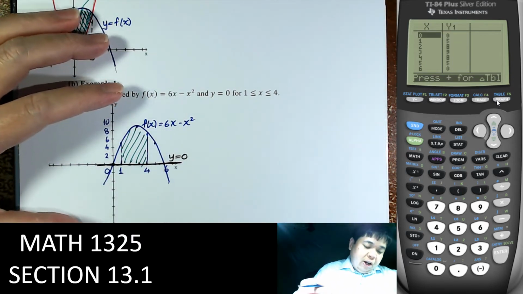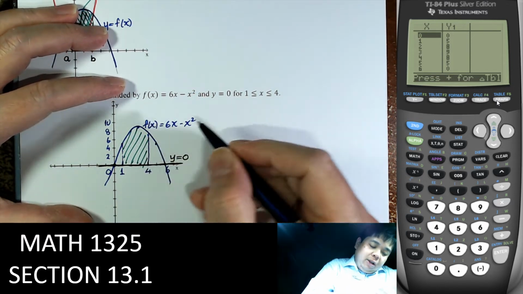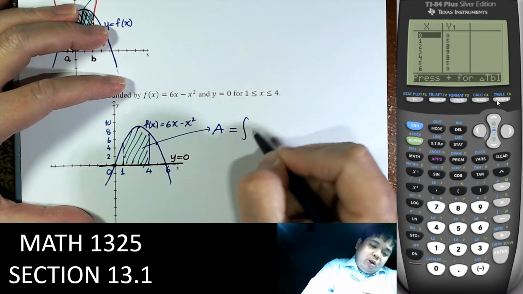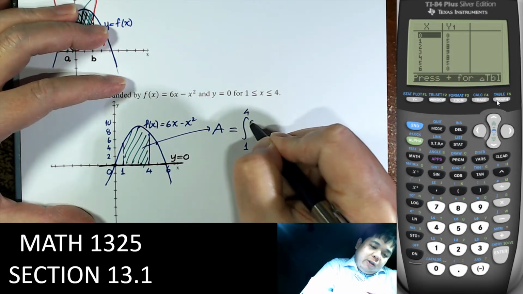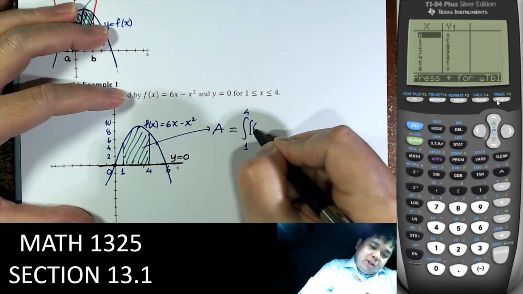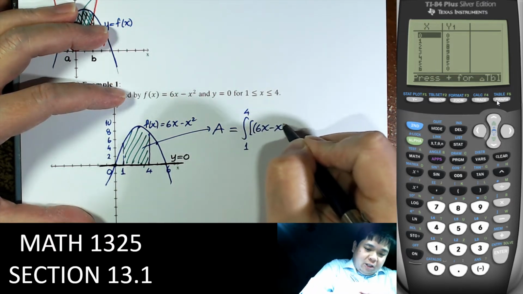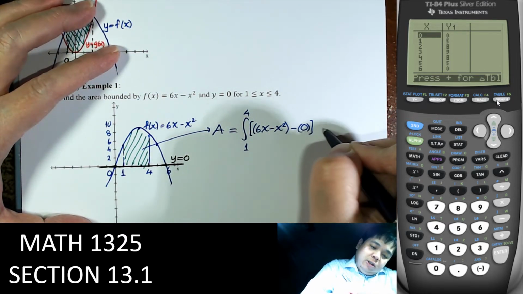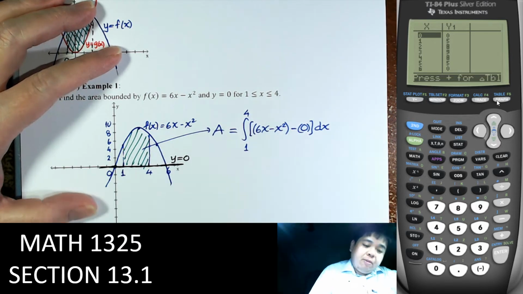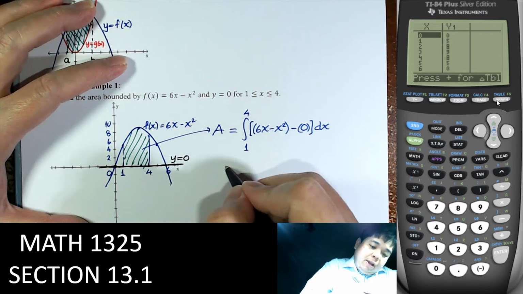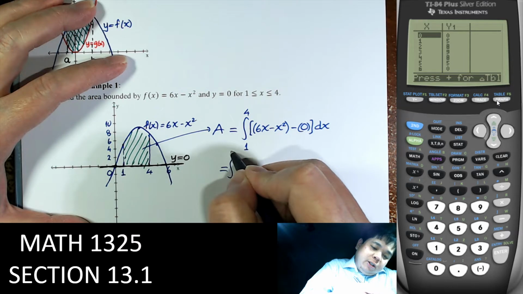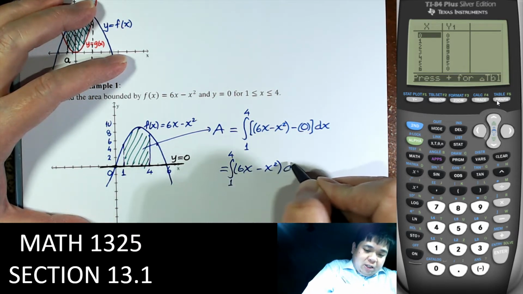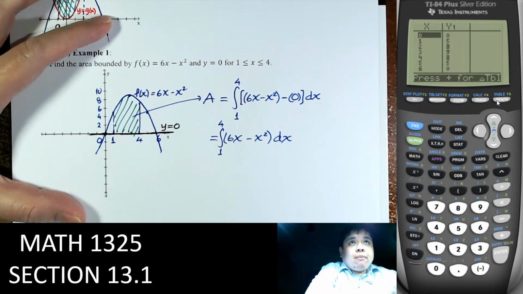Right, so simple enough. The area is equal to, we know it's going to be from 1 to 4. The function above is f of x, just going to say 6x minus x squared. The function below is y equal to 0. So we have the integral from 1 to 4 of 6x minus x squared dx. Right, the rest is simple.